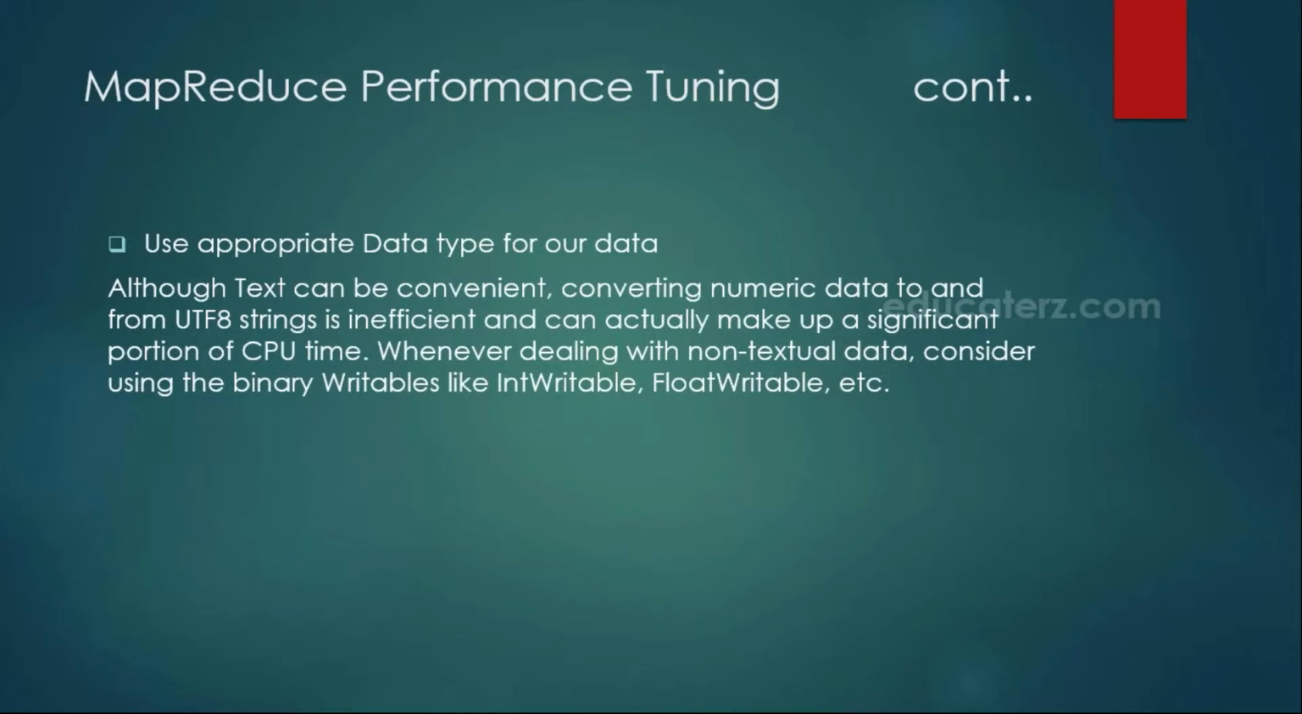Another thing you need to remember for performance tuning is using the appropriate data type for our data. For example, if we are working on non-textual data, such as integers or floats, make sure that instead of using Text, because Text can be used for any numeric data and we can use methods to convert the text data into integers afterwards. But instead of doing that, whenever there is a need, if you are working with IntWritable, FloatWritable, such kinds of things, you can directly use such writables instead of using Text.